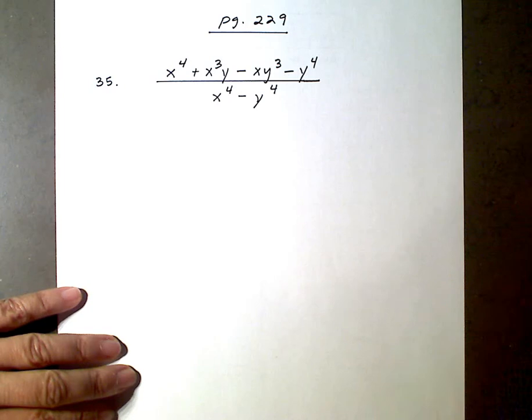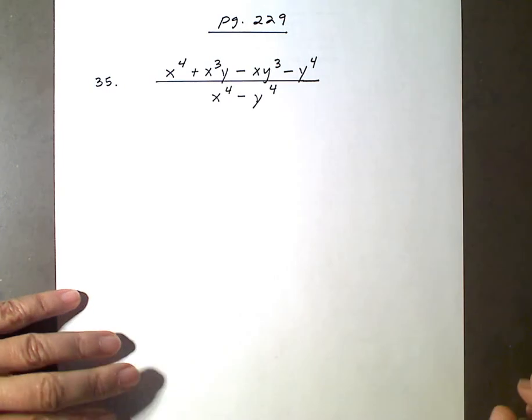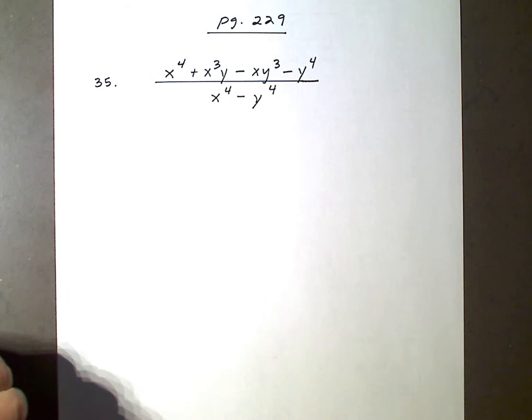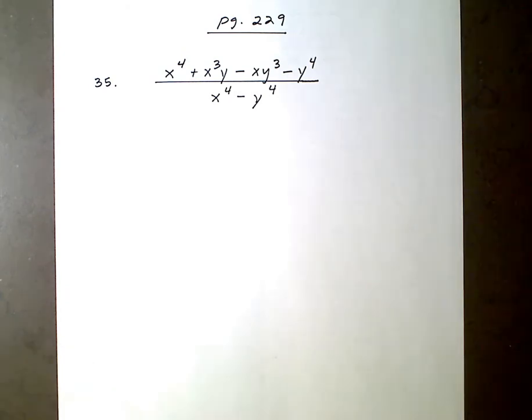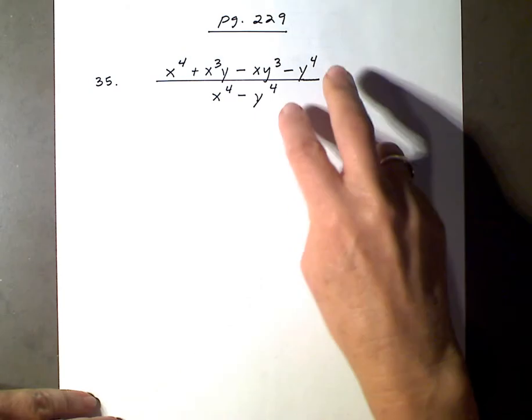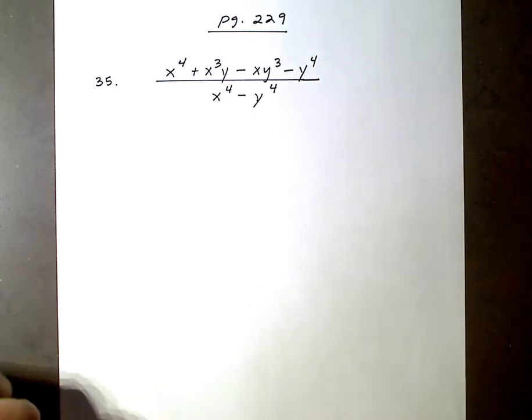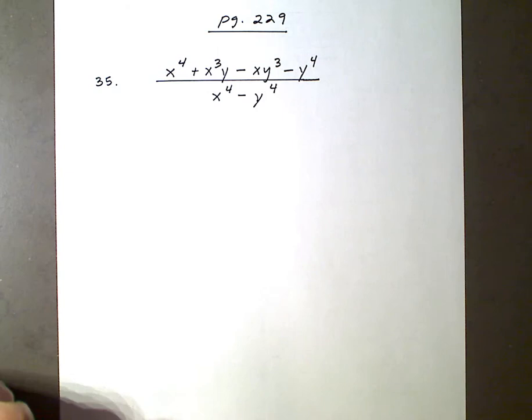Alright, this is number 35 on page 229, and it's a factoring and simplify problem. I have to simplify this rational expression, and I'm going to have to factor to do that. And this one's kind of a doozy. It's got a lot in it.